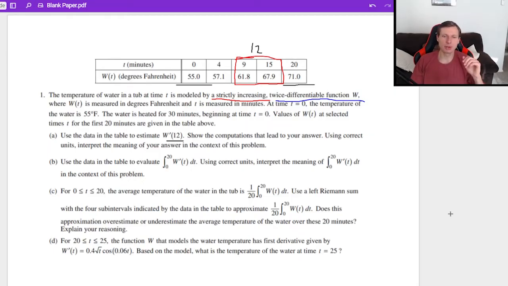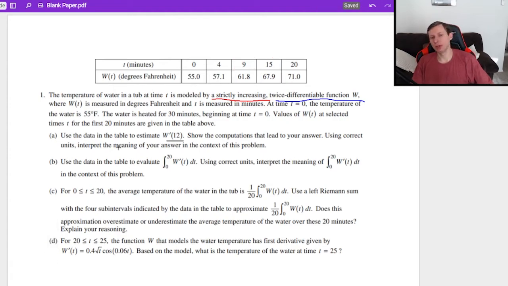With the 4 subintervals indicated by the data in the table to approximate that value, does this approximation overestimate or underestimate the average temperature of the water over these 20 minutes? Explain your reasoning. So here, let me look at the table. I'm also going to erase what I have down because it's just cluttered.